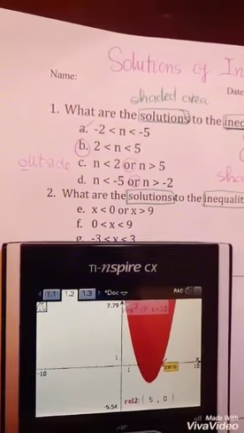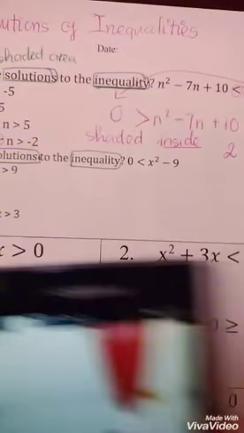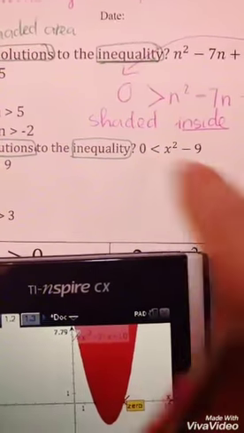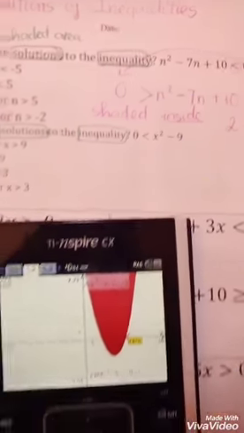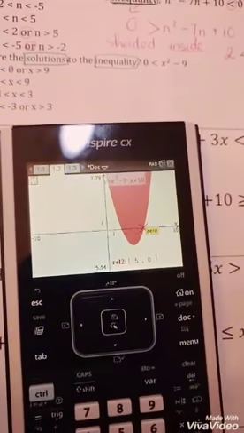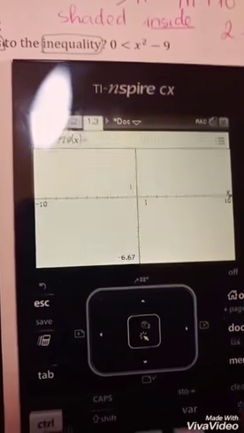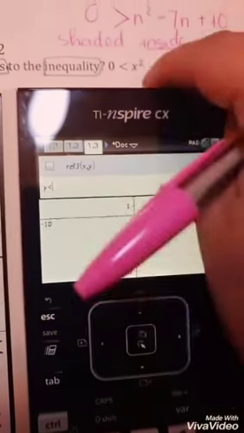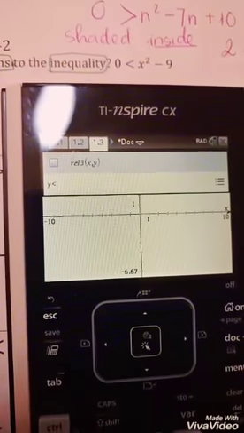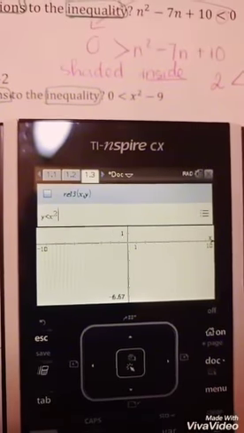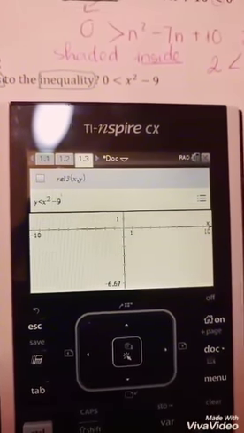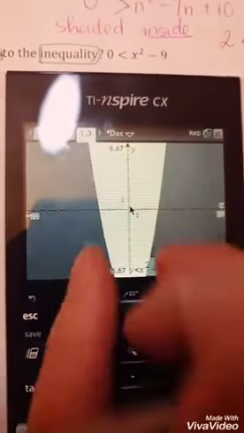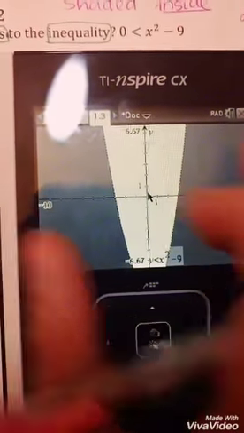Alright, let's move on to the second example. We have 0 less than x squared minus 9. Now this 0 is on the left, so it's ready to graph. All we have to do is plug it in the calculator. Again, I'm going to hit delete so that I can get all the inequalities. I need a less than sign, which is number 2. Okay, I'm going to put x squared minus 9. Press enter.